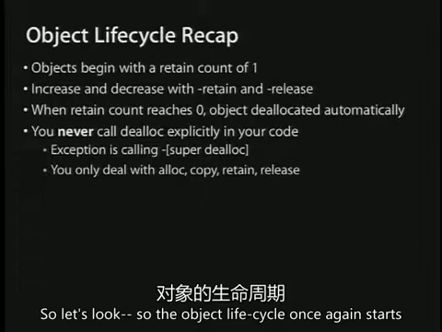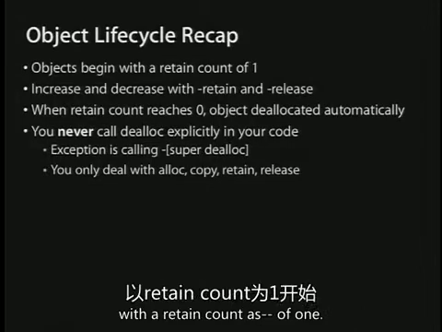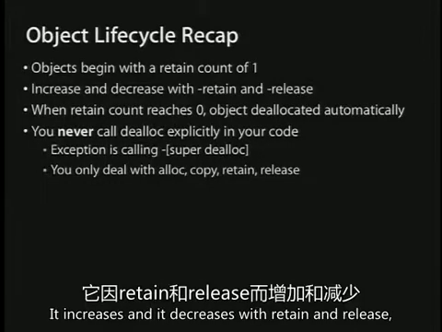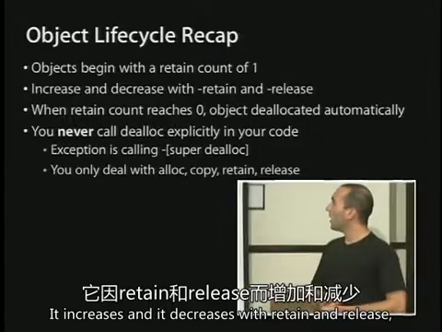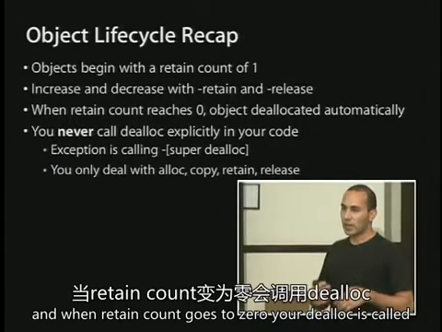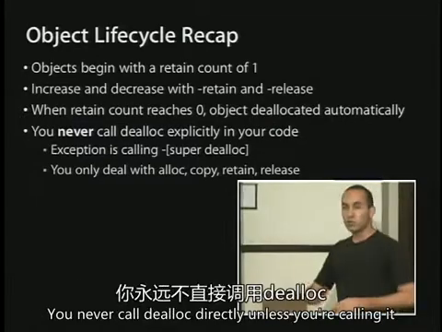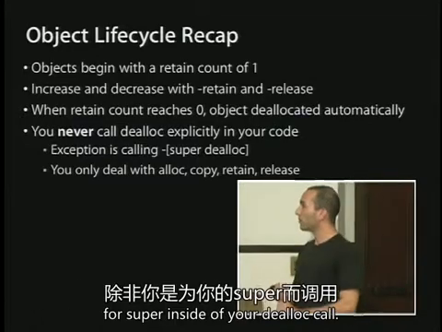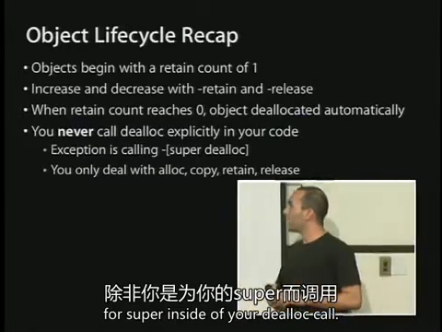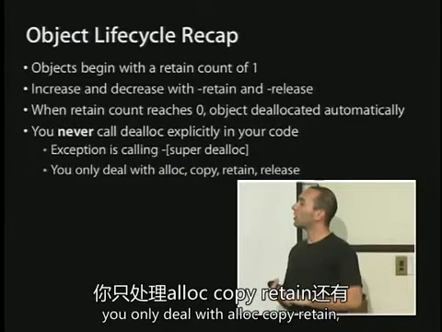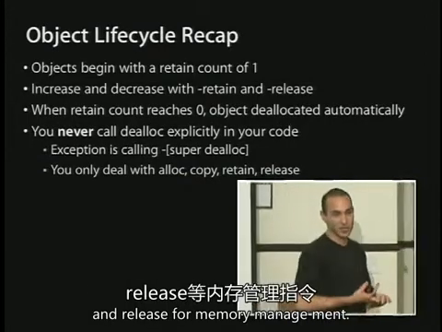So the object lifecycle, once again, starts with a retain count of 1. It increases and decreases with retain and release. And when the retain count goes to 0, your dealloc is called. You never call dealloc directly unless you're calling it for super inside of your dealloc call. And you only deal with alloc, copy, retain, and release for memory management.